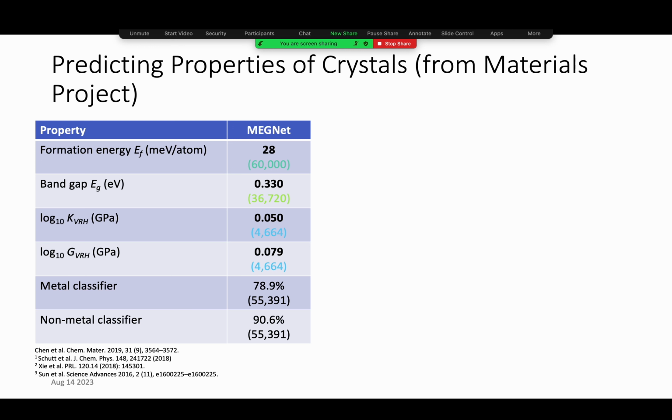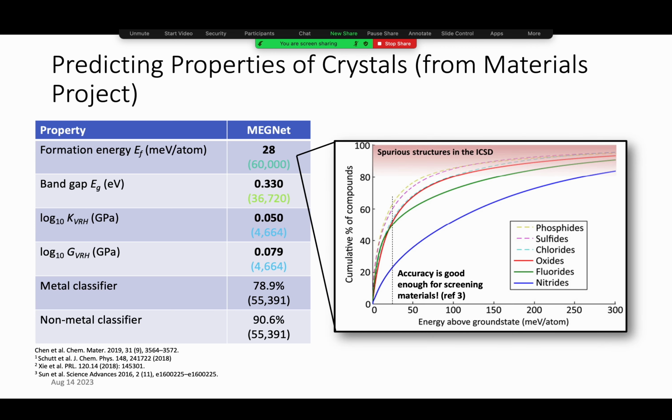Now, is this 28 MeV per atom accuracy good enough? It turns out that it's actually quite reasonable. This is an analysis that was done by Wenhao Sun back in 2016, where he looked at the energy above the ground state for all the crystals in the ICSD. Most crystals in the ICSD have already been experimentally realized. What he found was that about 80 to 90% of the crystals in the ICSD fall within a threshold of about 100 MeV per atom above the ground state.